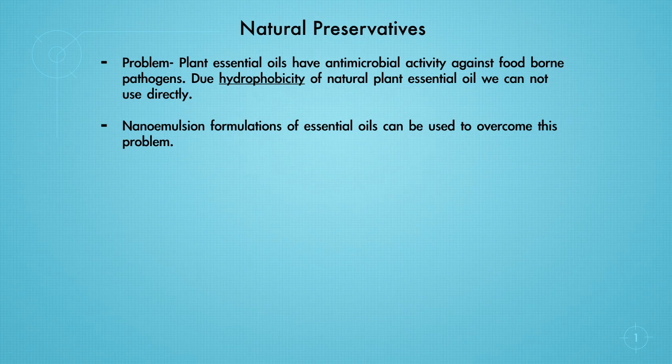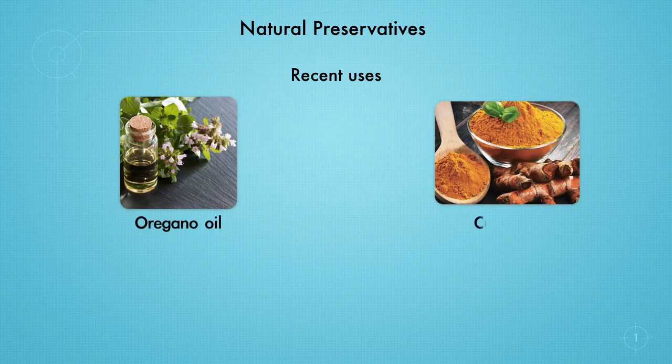Nowadays, lots of companies are also introducing this methodology to use preservatives, but not artificial ones. Now we are using natural ones that have antimicrobial and antioxidant capacity. As you can see here, there are two main products which companies are recently using. One is oregano oil and one is curcumin.